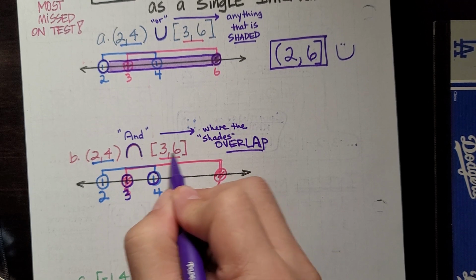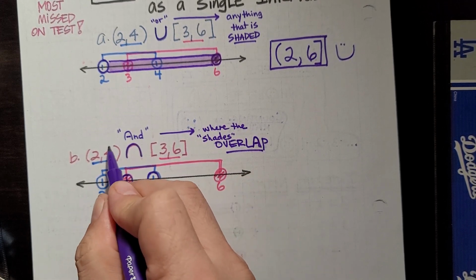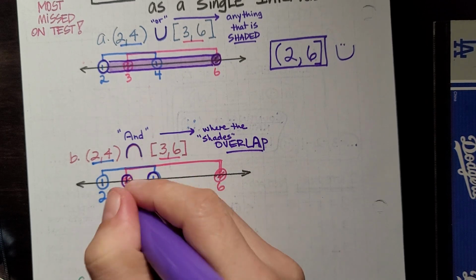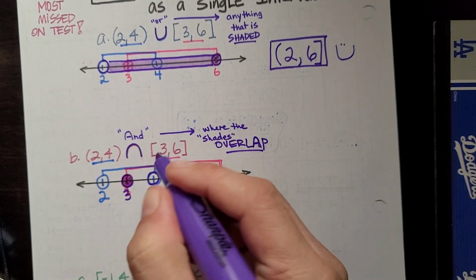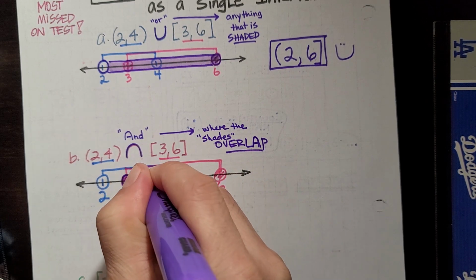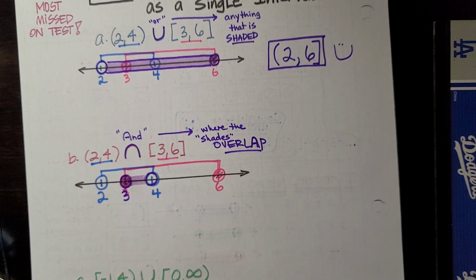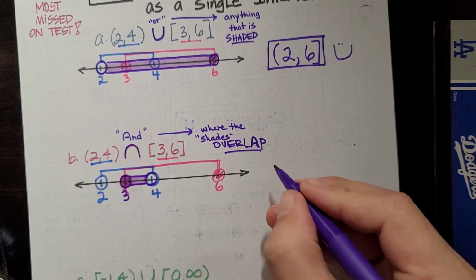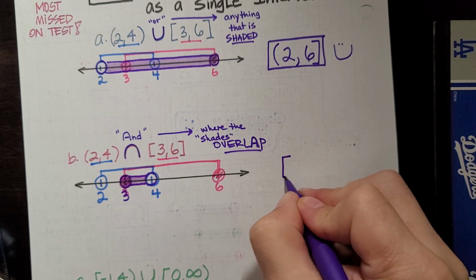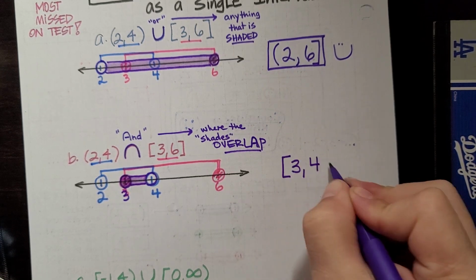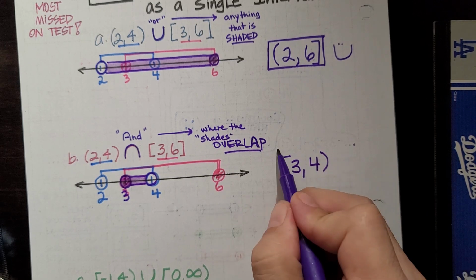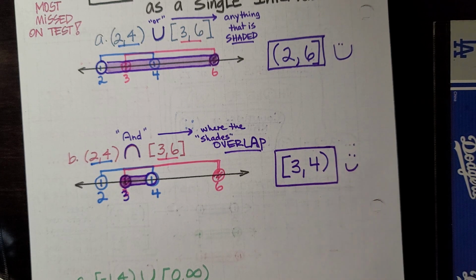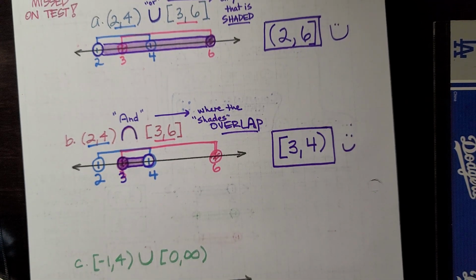Although 4 is included over here in the pink, it's not included in the blue. It's excluded, so I'm going to leave that open. I don't know why I don't just go to my highlighter right now. I'm going to go from 3 to 4. It is closed at 3, but open at 4. Okay, we have another mixed interval. I'm going to go from 3 to 4, closed at 3, opened at 4. And that is how you use your number lines.